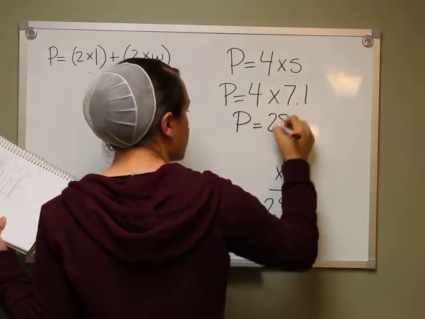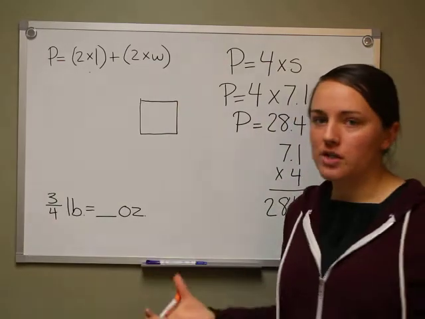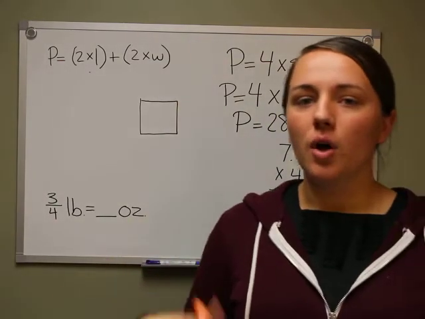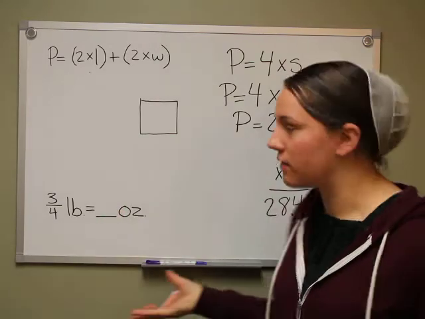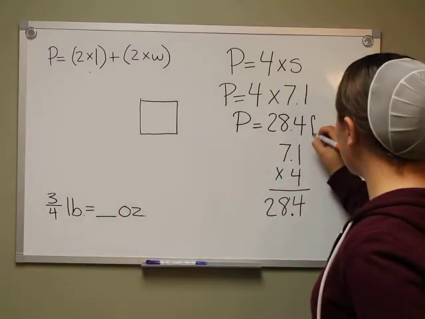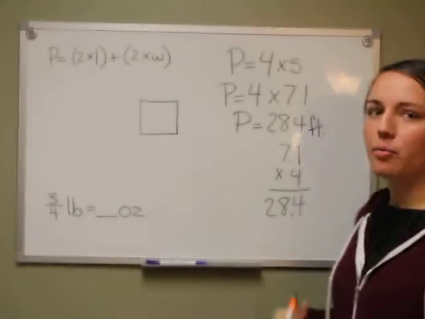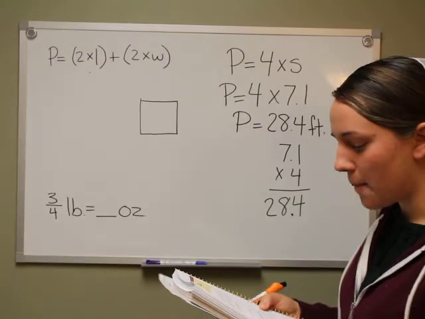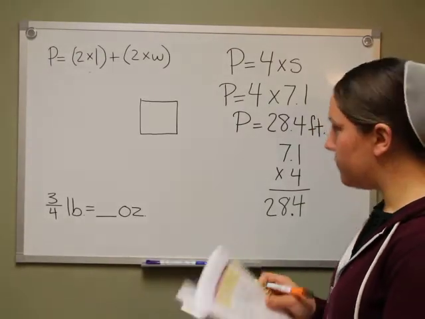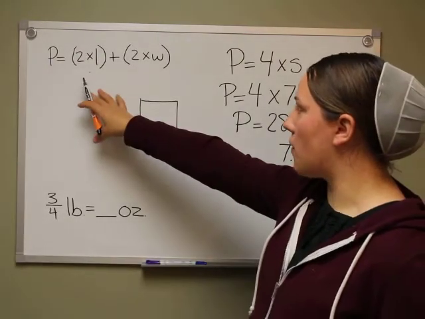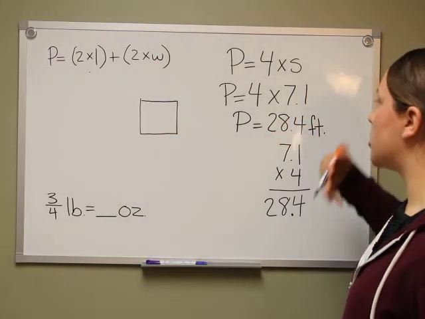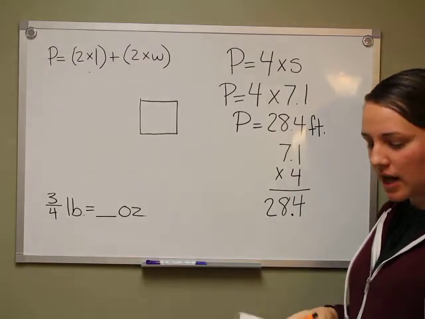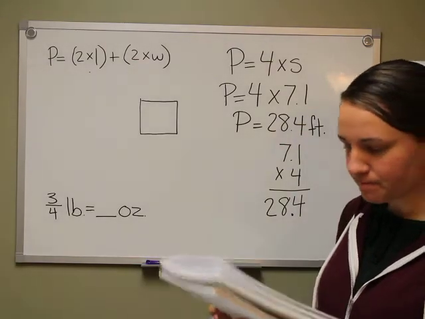P equals 28.4. And what is our unit? Remember, we must label what we're working with so that we know if it's inches, feet. It's going to make a difference, obviously. So this one was feet. We have 28.4 feet is the perimeter of this square. Formula for rectangle, P equals parentheses 2 times L plus parentheses 2 times W. Perimeter of a square, P equals 4 times S.